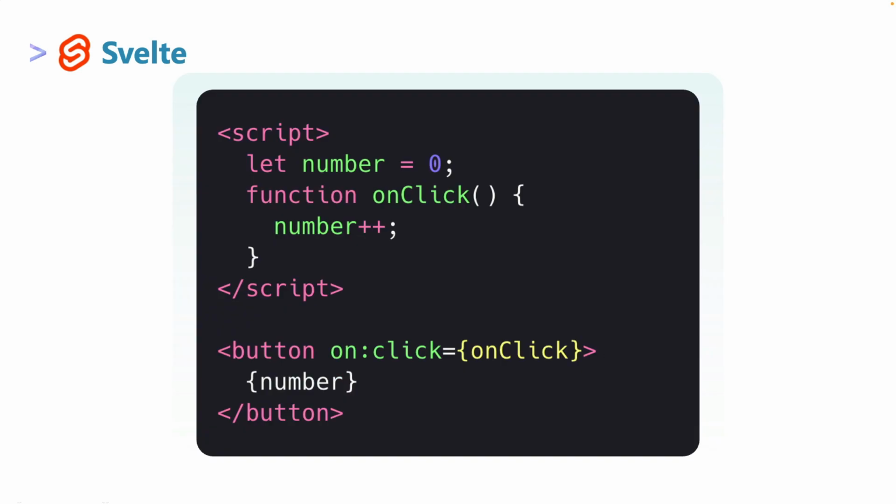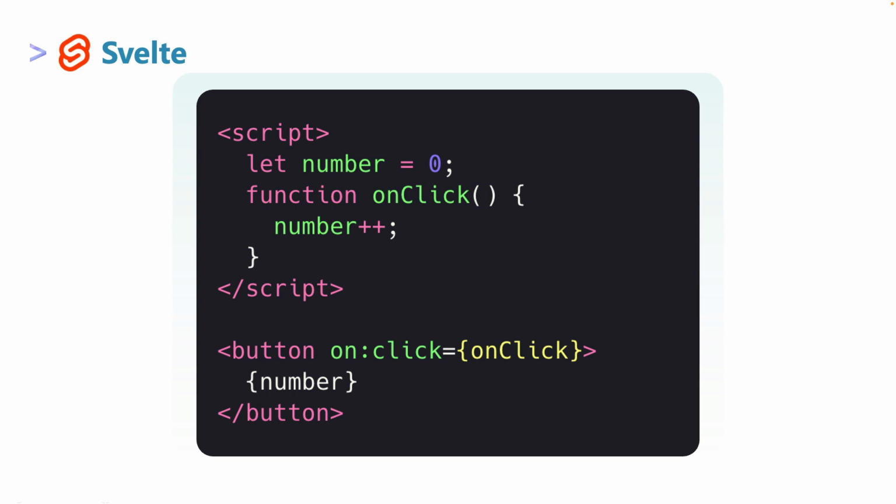Using the most typical example, the counter component, this is how you implement it in Svelte. Even if you're not very familiar with Svelte, you can easily see how the code works. The main selling point of Svelte is that it's very easy to read and write. Here we have a variable called number and a function called onClick. In the template, we have a button with an on:click. So clicking the button will call the onClick function, which will increment the number variable. And because the number variable is also used in the template, it will be automatically updated as well. So this code is simple and easy to understand.